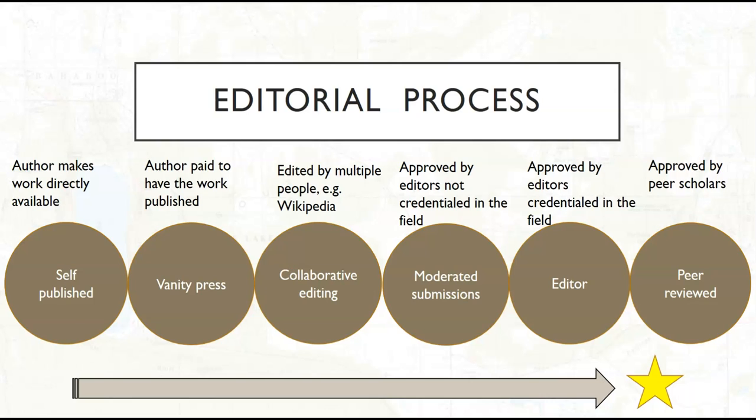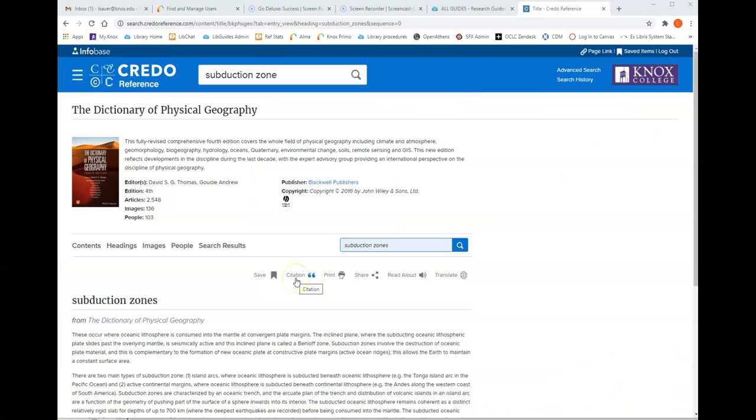For academic work, peer-reviewed sources are best. Edited sources from credentialed scholars can also be acceptable sometimes. So let's look at some examples now. This item is from an edited work called The Dictionary of Physical Geography. And on this page, it tells us that the dictionary has editors, up here at the top, and that the publisher is Blackwell.